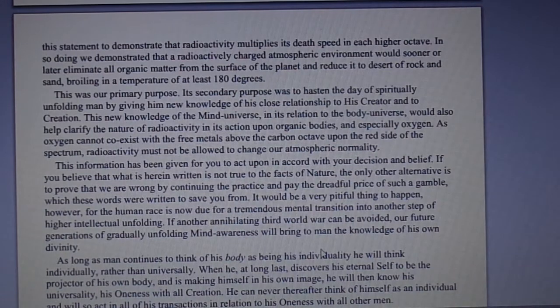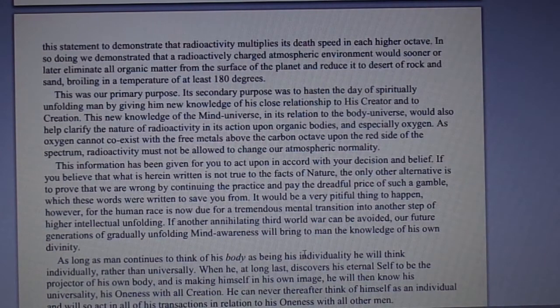It would be a very pitiful thing to happen, however, for the human race is now due for a tremendous mental transition into another step of higher intellectual unfolding. If another annihilating Third World War can be avoided, our future generations of gradually unfolding mind awareness will bring to man the knowledge of his own divinity.